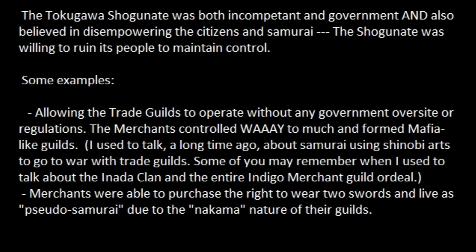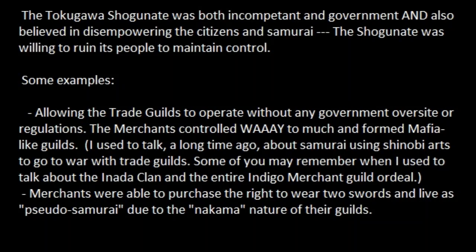Some of the viewers may remember a long time ago on a previous channel, I used to talk about samurai using shinobi arts to go to war with the trade guilds. I used to talk about this a lot. Nobody wanted to hear me, so I stopped. But this is where this comes up. Because these trade guilds were so powerful, they were like mafia organizations, and they were a problem for the local samurai officials. For example, you could use shinobi techniques to spy on the trade guilds and figure out what illegal things they're doing, etc. Some of you may also remember when I used to talk about the Inada clan and that entire Indigo Merchant Guild ordeal. I won't go into that now, but I have in the past talked considerably about this issue.